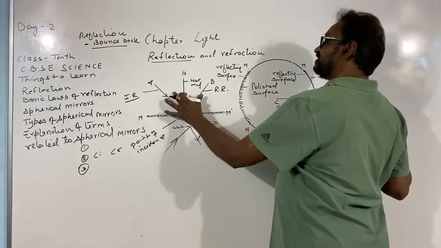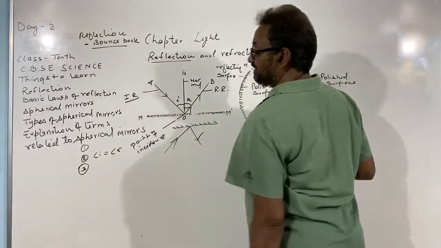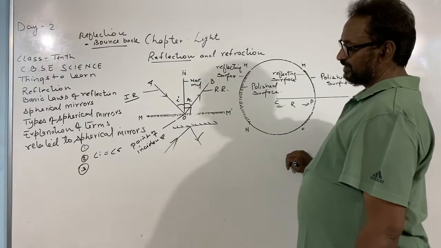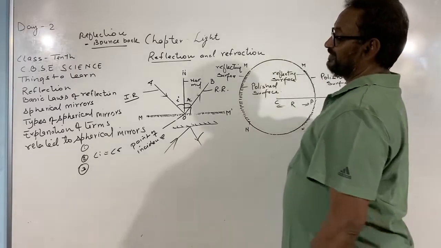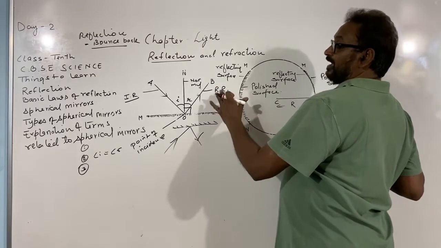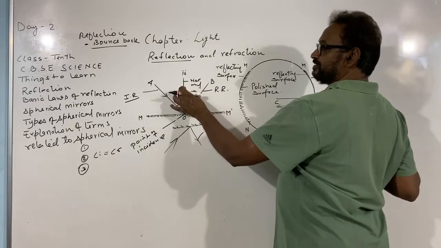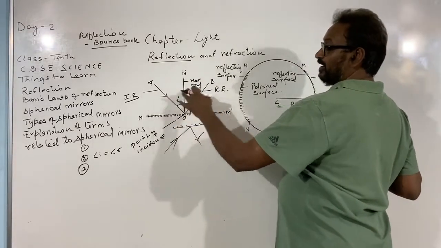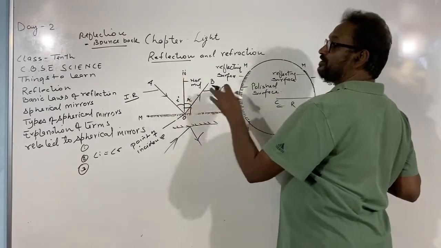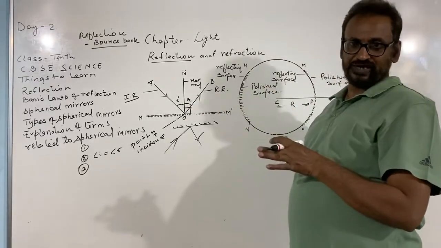If you measure the angle of incidence and the angle of reflection, then you will find that the angle of incidence is always equal to the angle of reflection. This is the second law. The third law states that the incident ray and reflected ray lie on the opposite sides of the normal. These are the three basic laws of reflection.